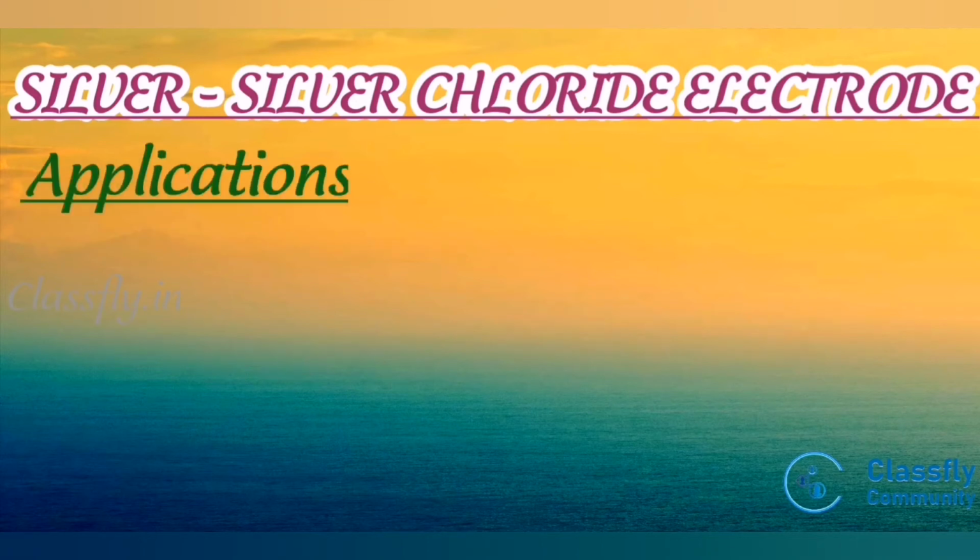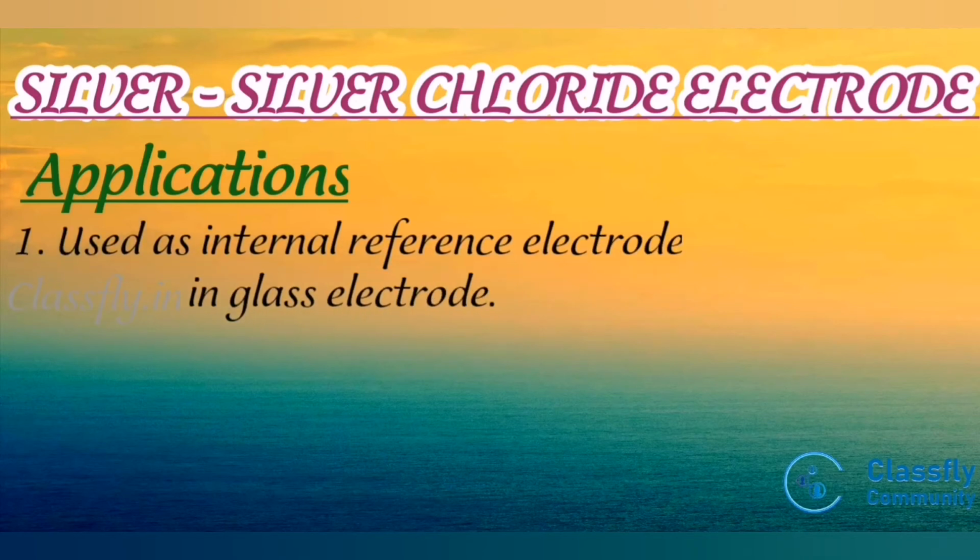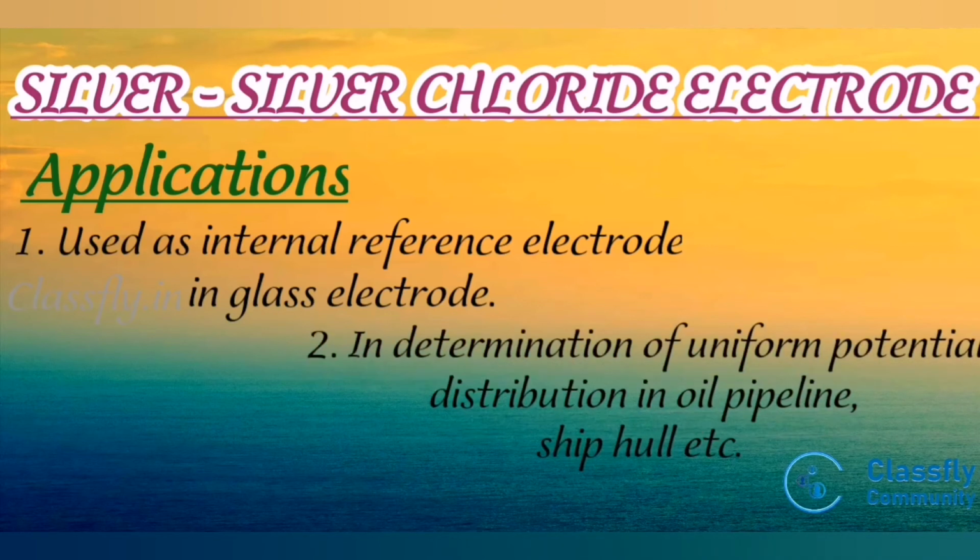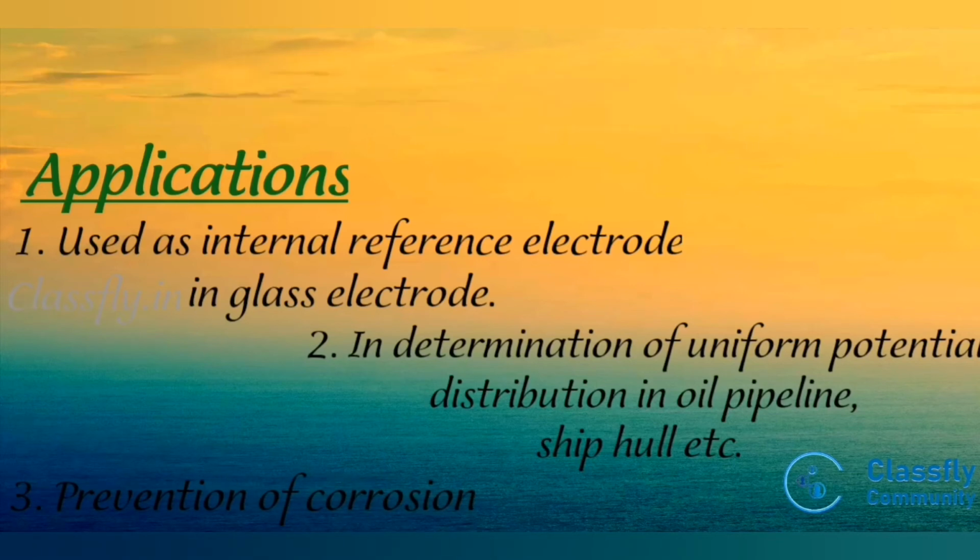Next, move on to the applications of silver chloride electrode. Applications are: first one, silver chloride electrode is used as an internal reference electrode in a glass electrode. Second point is in determination of a uniform potential distribution in oil pipeline, ship hull, etc. Third point is in prevention of corrosion.